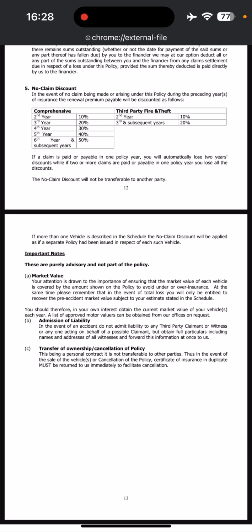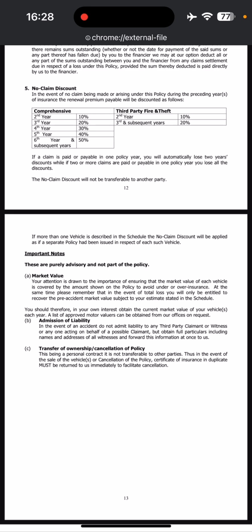So, important notes: the market value, you must do a valuation. The value provided for in the valuation report is your market value. So the amount you give the insurance company to insure your vehicle is the estimated value. The buying price is the estimated value, but once a valuation report is done, it gives you the market value. Your attention is drawn to the importance of ensuring that the market value of each vehicle is covered by the amount shown on the policy to avoid under or over insurance.